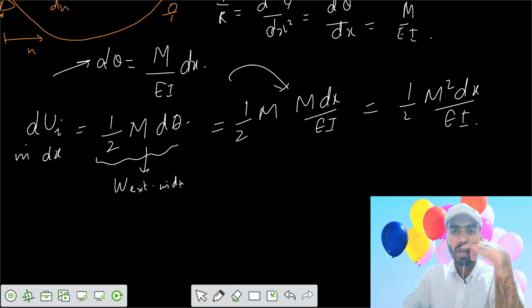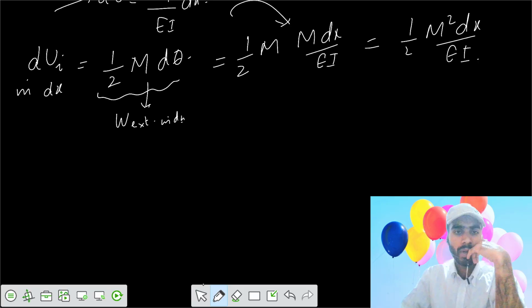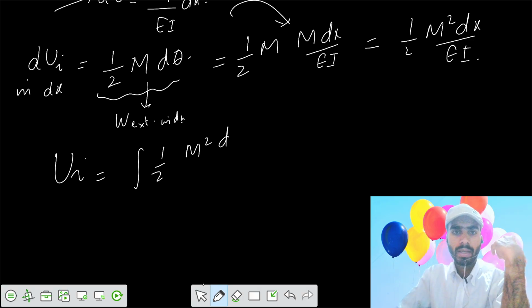If you integrate it, the total strain energy stored equals the integral of 1 by 2 M square dx by EI from 0 to length L.